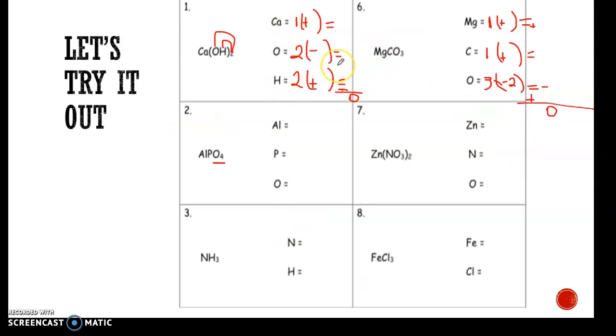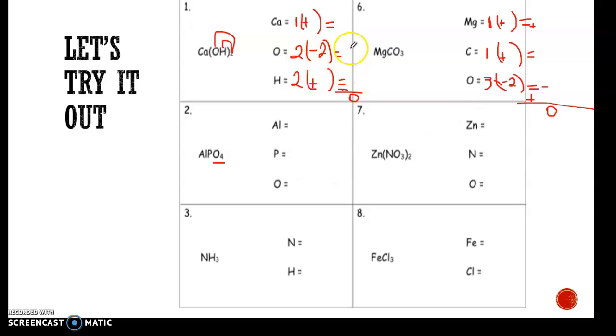So over here, I kind of set it up already. So let's get started. For Ca, I have 1. For oxygen, I have 2, because remember, the 2 distributes inwards. And hydrogen, I have 2 as well. Remember, the 2 distributes inwards. So I'm going to start with oxygen, because oxygen only has 1 oxidation state, and that is a -2.